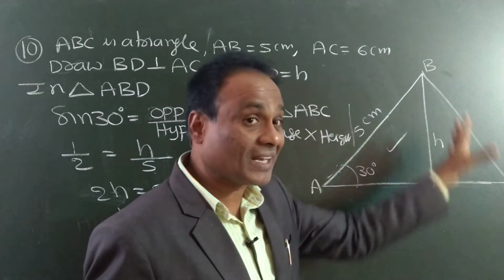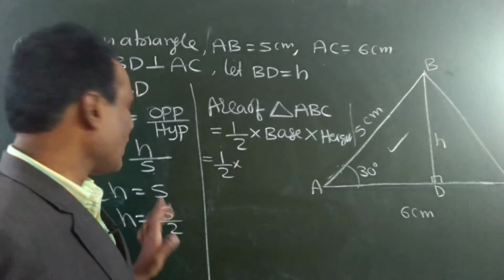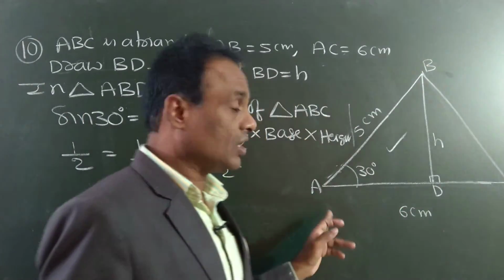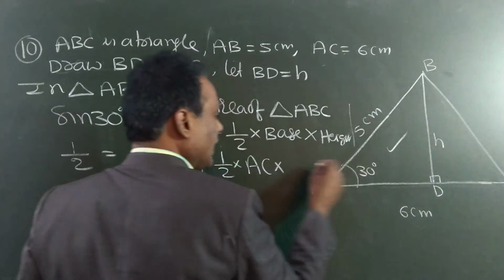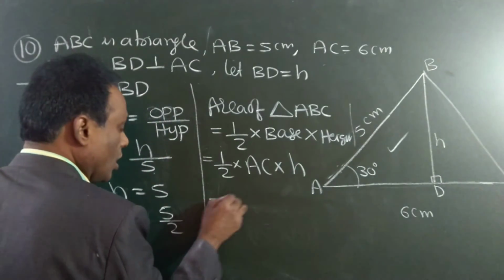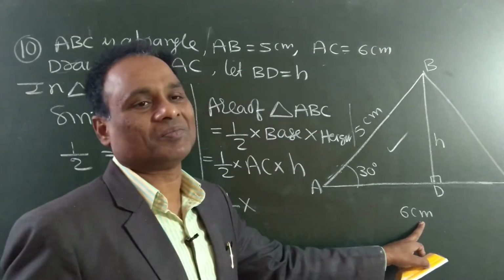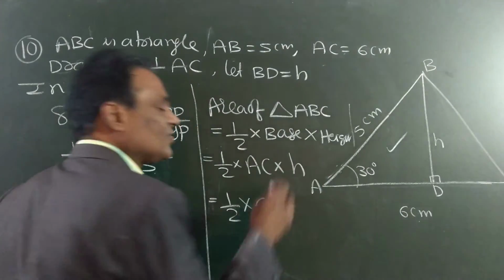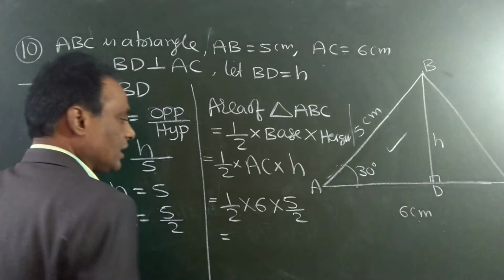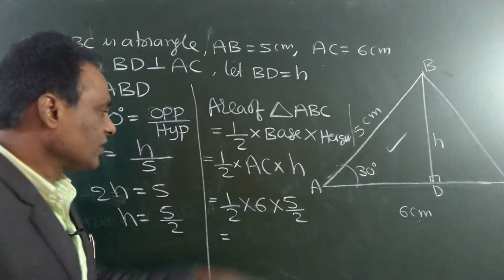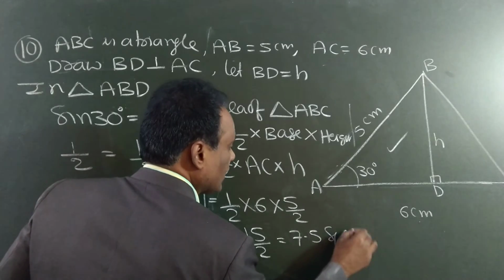We have to find the area of the total triangle, not only this. Actually, for finding the h value, I took only the left side triangle. I got the h value. But the question is, what is the area of the given triangle ABC? So, half, what is the base? AC, into height, that means h. So, half, what is AC? 6 centimeters, given in the problem. H means height, that is 5 by 2, we got it. 2 1s are 2, 3s are 3, 5s are 15 by 2, that is 7.5 square centimeters.